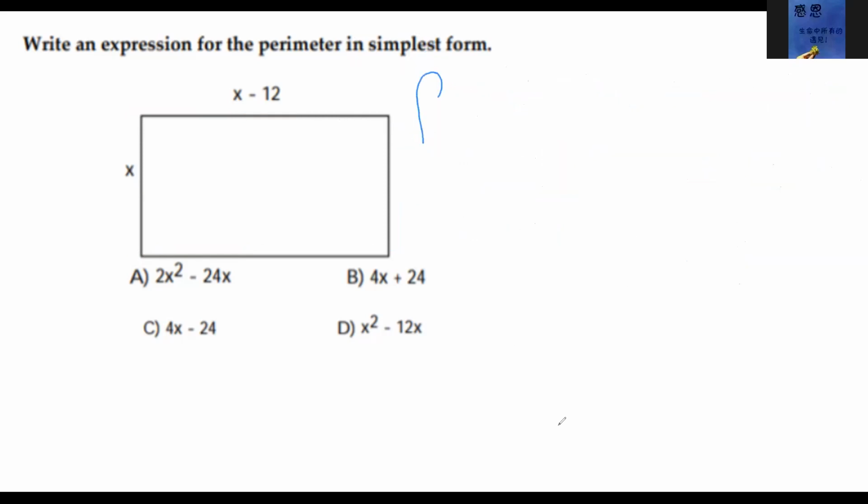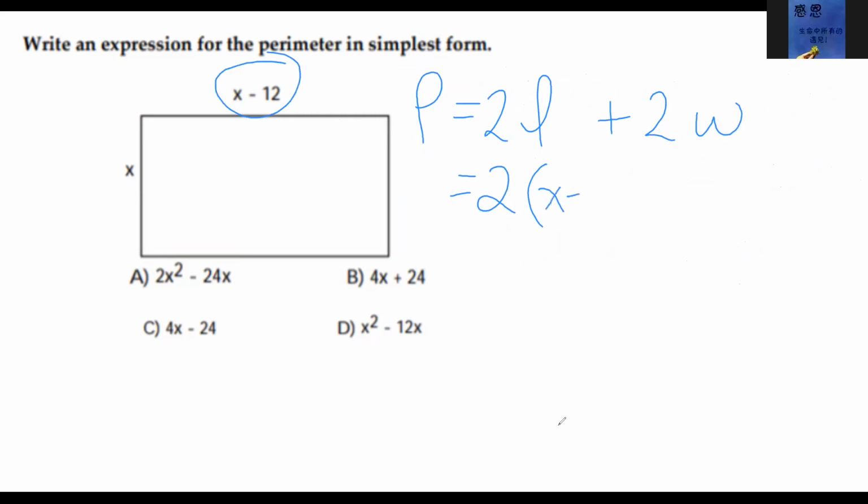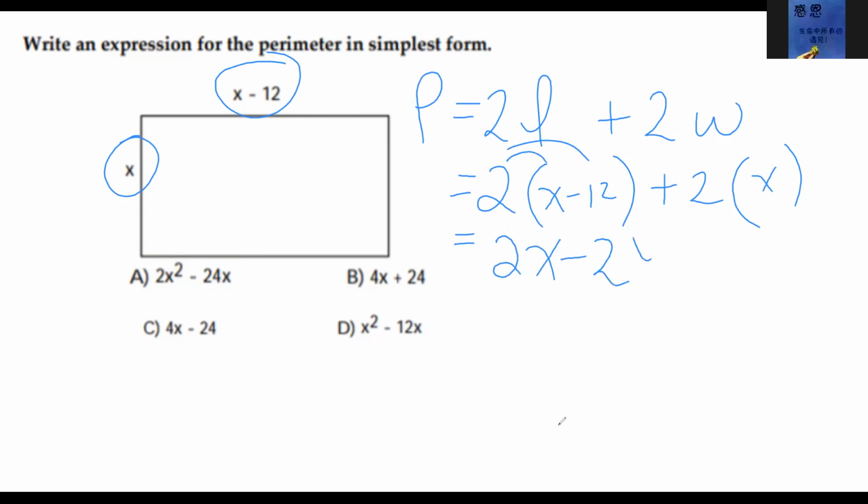Amanda remembered that the formula for the perimeter of a rectangle is 2 times length plus 2 times width. Well, 2 times the length, let's just assume it's x minus 12, plus 2 times the width, which is x. Use the distributive property, 2 times x is 2x, minus 24 plus 2x. Combine your like terms.